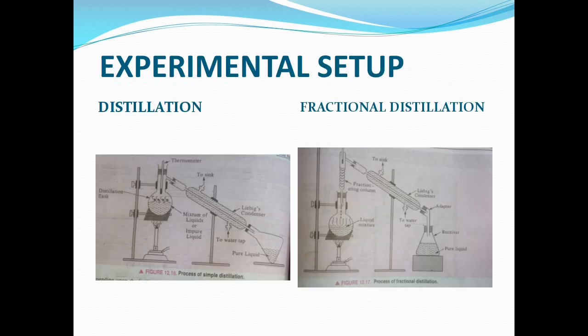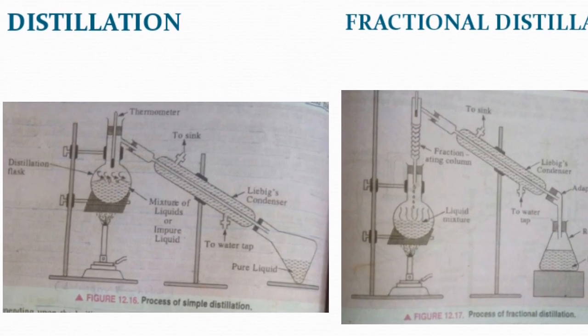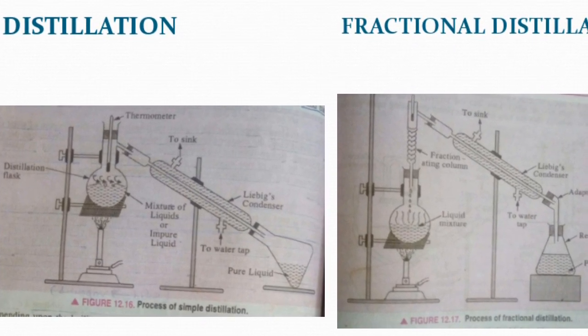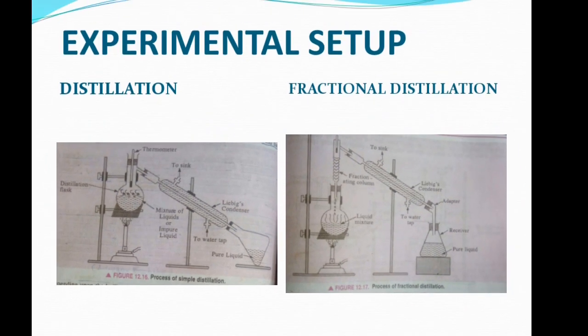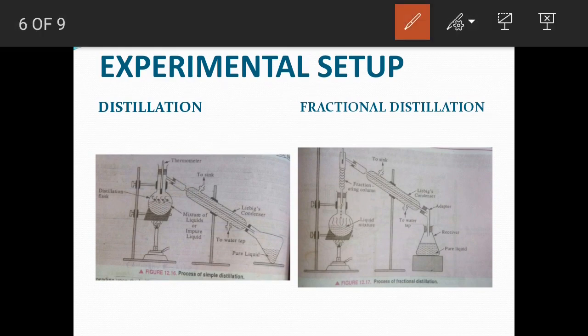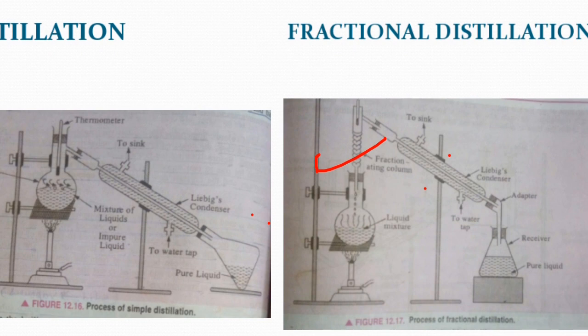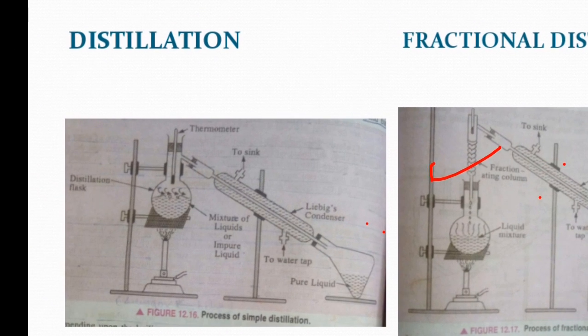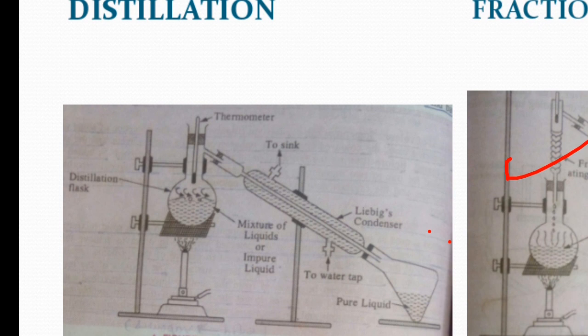Now see, here are two pictures. One is simple distillation and the other is fractional distillation. Now see, the difference is only of the fractional column. Here the fractional column is used, and in the first case there is no fractional column. Now what will happen in the first case? Let us discuss simple distillation first.